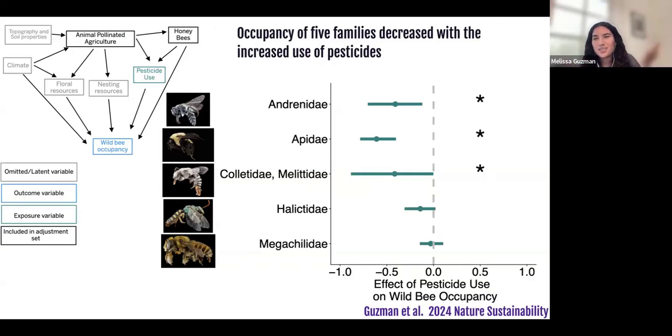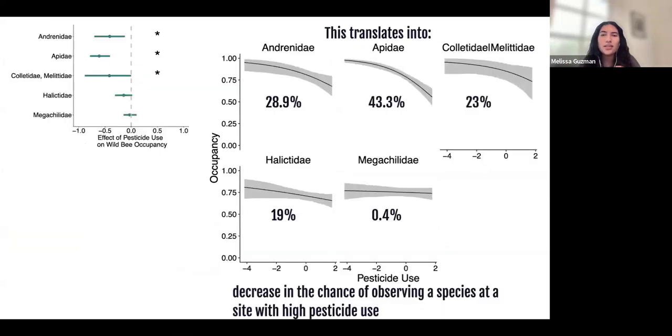But these are slope coefficients, and you may be asking what it means to have a minus 0.5 effect. So here I translated this negative slope coefficient to a predicted occupancy when you go from a county that has no pesticide use on the left-hand side to the maximum pesticide use in our data set, either across space or across time. This results in about a 43% decrease in occupancy probability for apid bees, 29% for andrenids, 20% for halictids, etc. The decline in occupancy probability is quite substantial across this gradient of pesticide use.